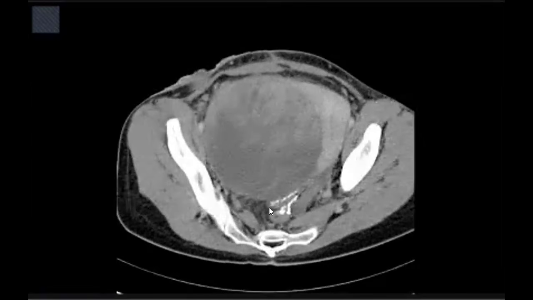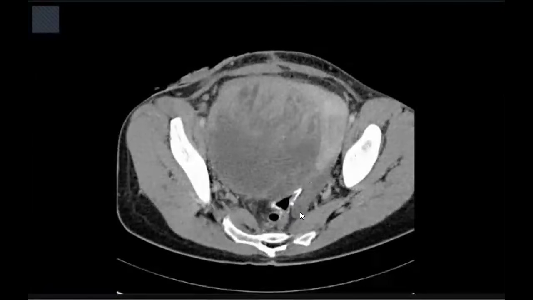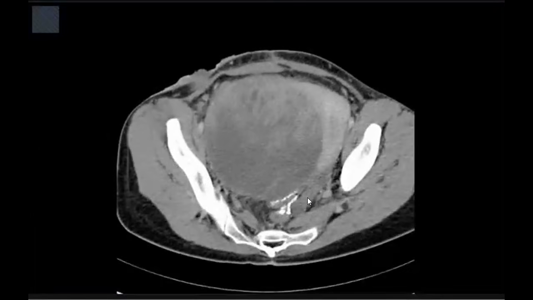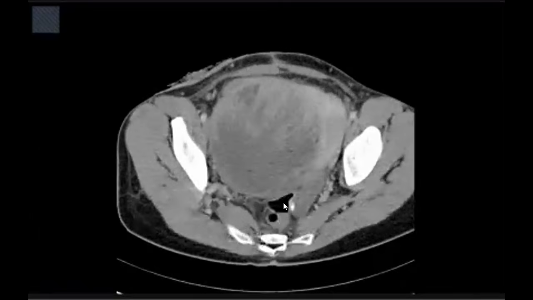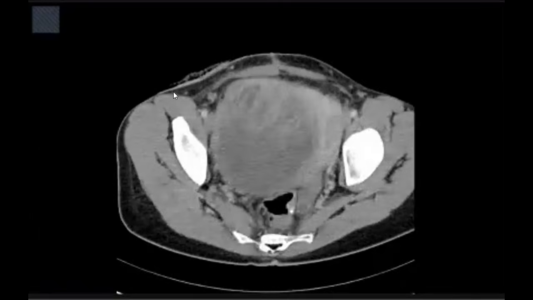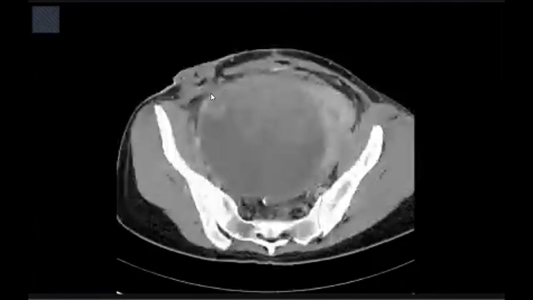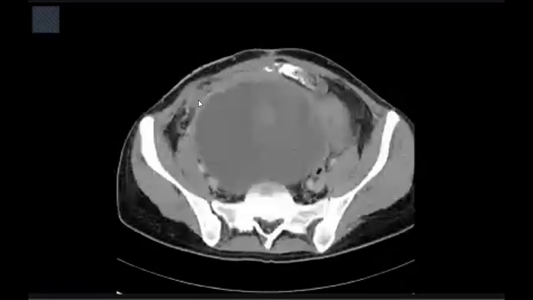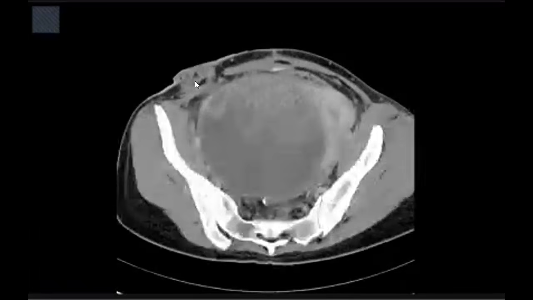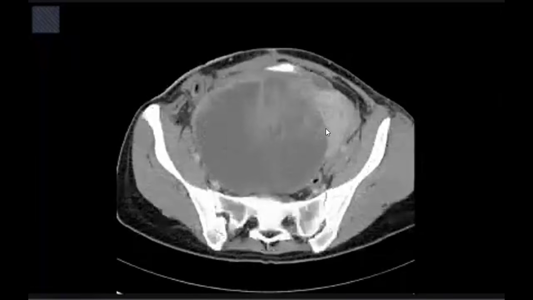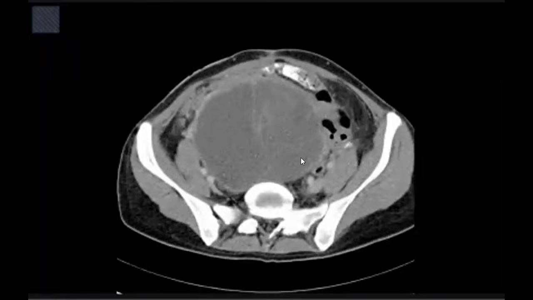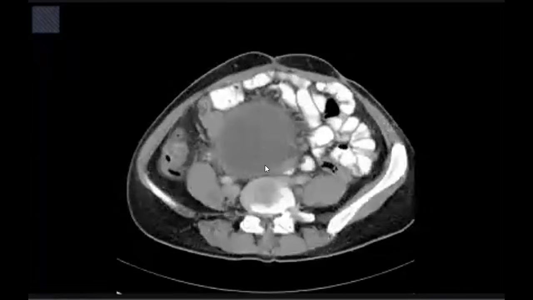Here, what is this? Previous surgery. Yes, there are surgical clips here, I think through the sigmoid, and also there is a colostomy here on the right iliac fossa and a large ovarian mass.